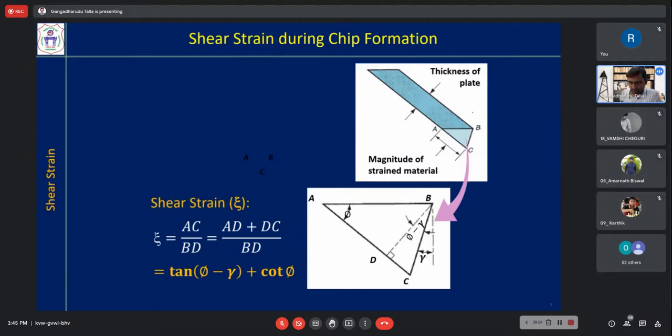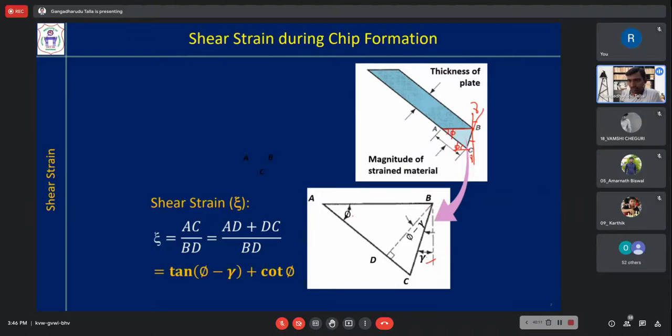So if you see here, what is this angle? It is equal to this angle, that is gamma, the rake angle. So the same gamma is shown here. And this is phi, and this is also phi, because AB is horizontal.